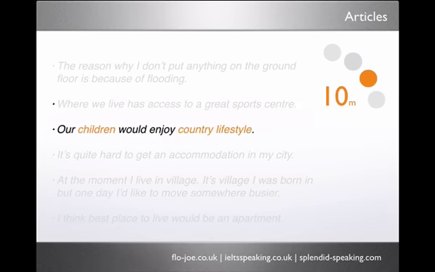Now there are 2 nouns here. The first, children, is preceded by the determiner our. So that's okay. We're missing the definite article though before country. This is because we're talking about a particular lifestyle, the country lifestyle.